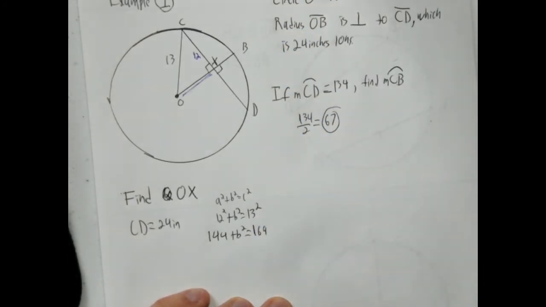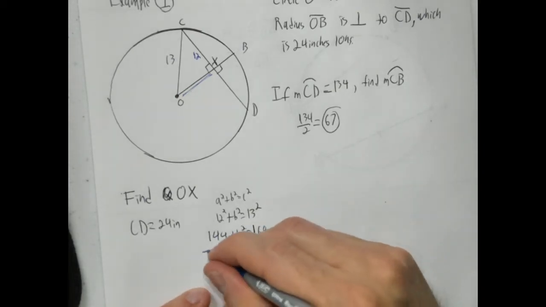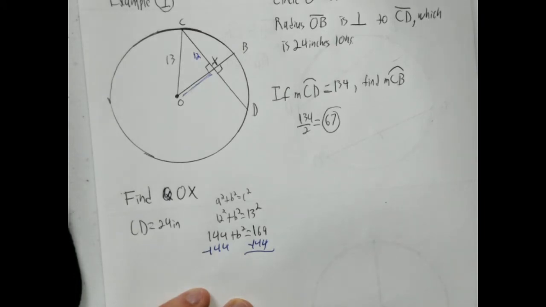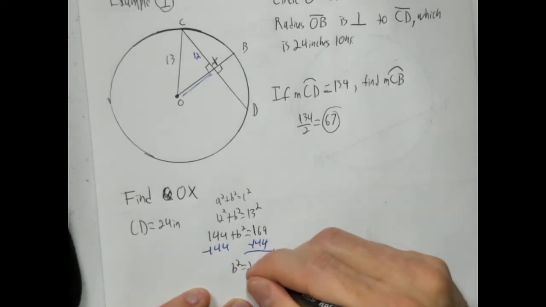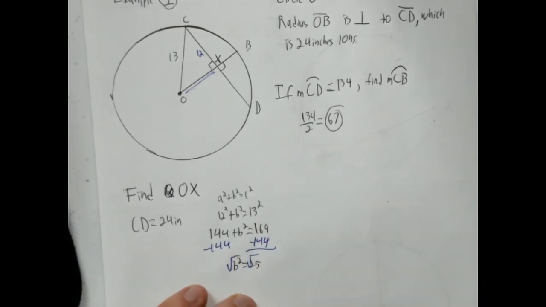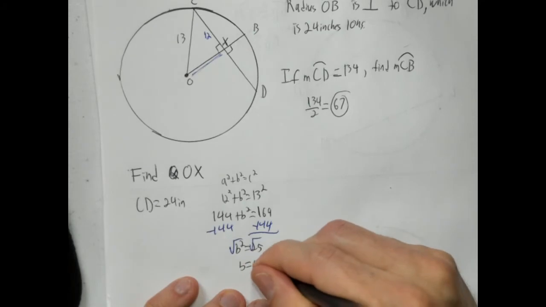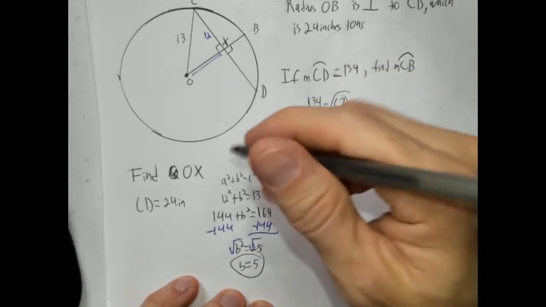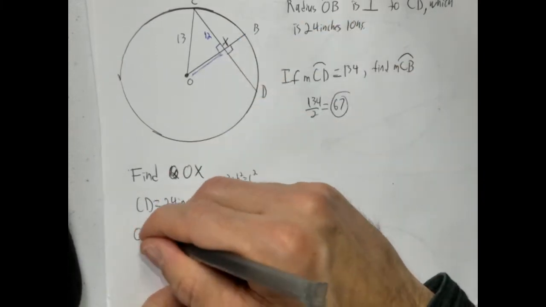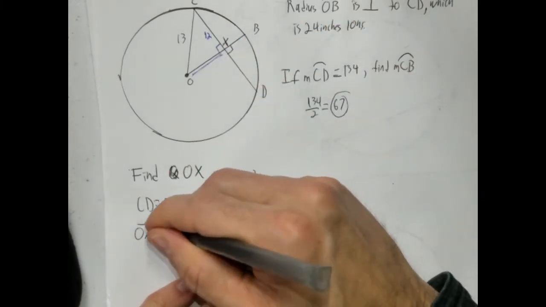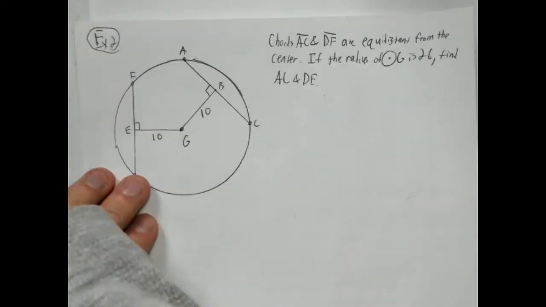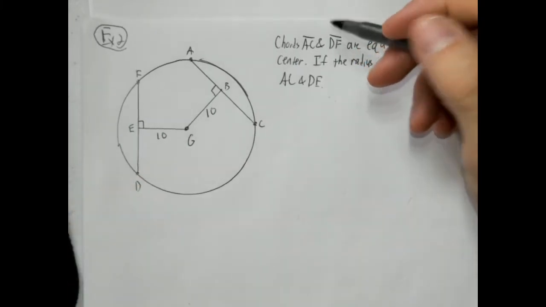Now we're going to subtract 144 from both sides. I believe it will be 25. So b squared equals 25. And we're going to square root both sides. And b would be equal to 5, positive 5. So 5 inches, actually. So this right here is 5 inches. So OX is 5 inches. Pretty cool.